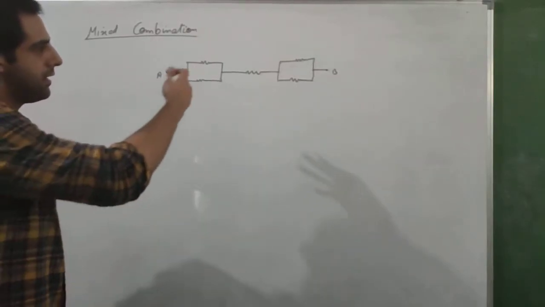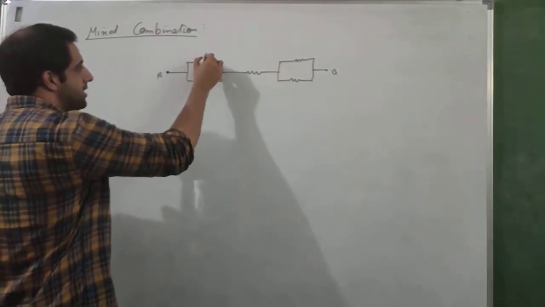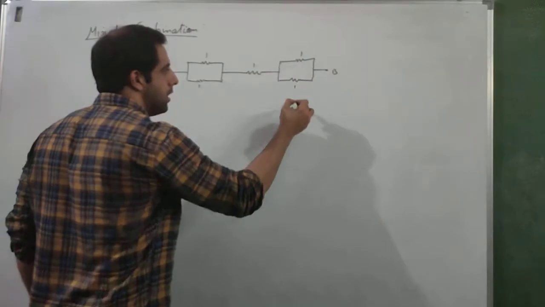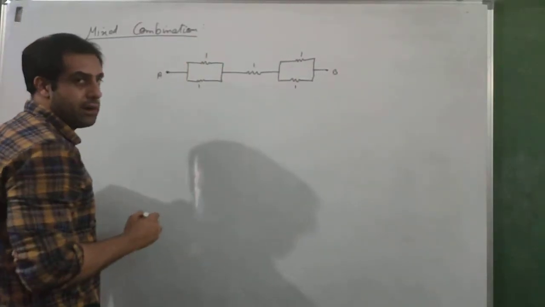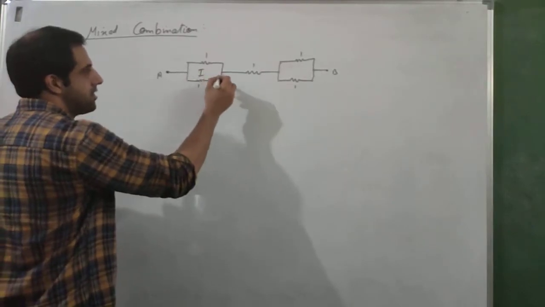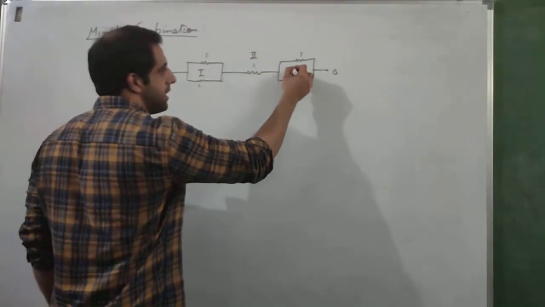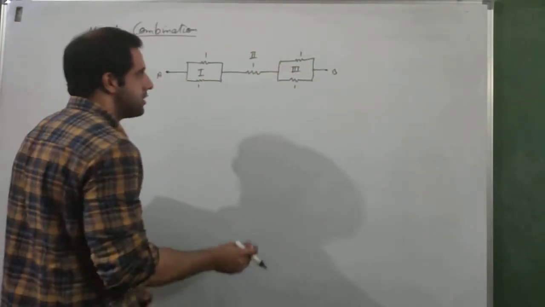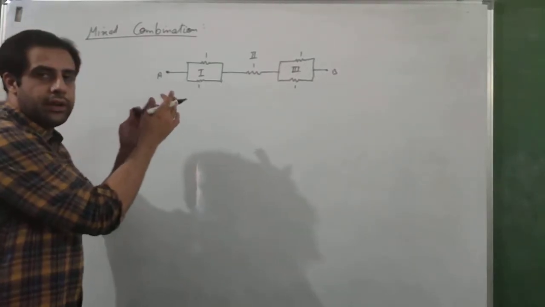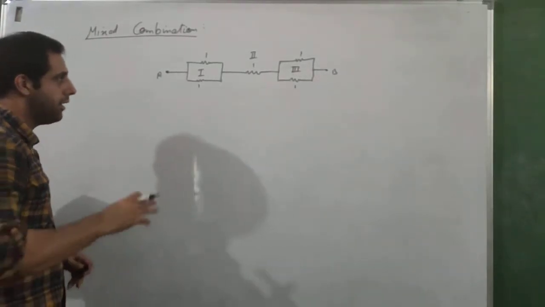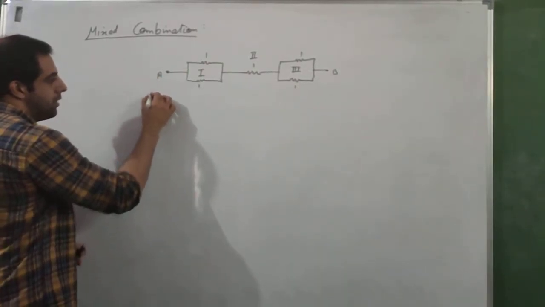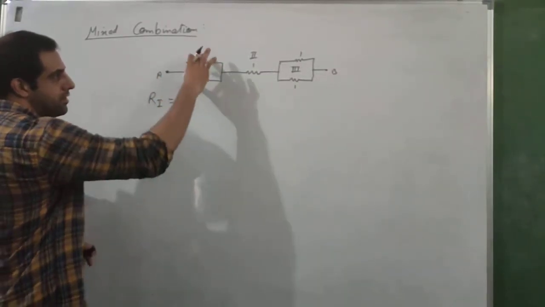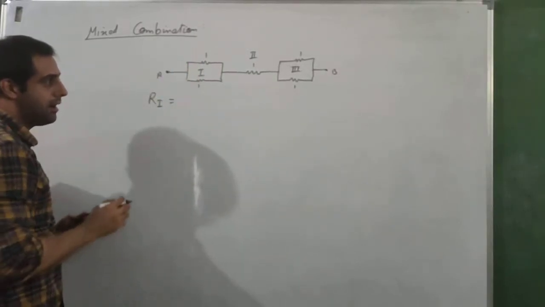Let us assume a value, let us say that all the resistances are 1 ohm. Now these two resistors are in parallel to each other. So this is our first resistor, this is our second resistor, and this is our third resistor. Let us first solve them individually and then we'll combine them in the last step. So the R equivalent of first this part, these two are in parallel with each other.